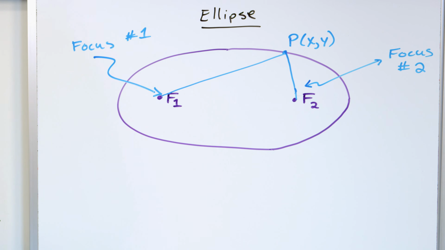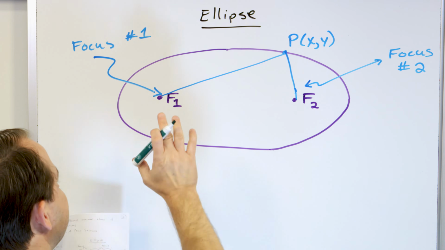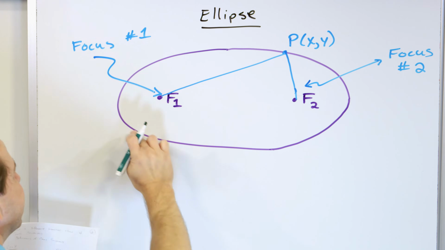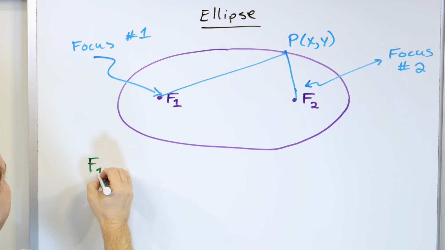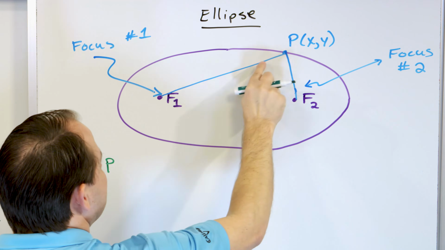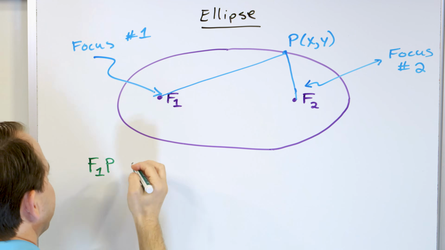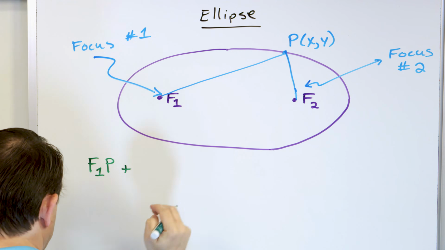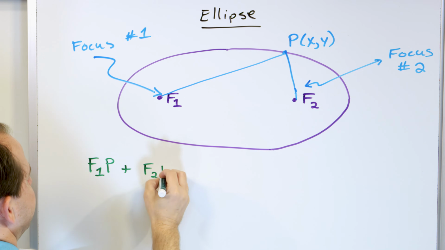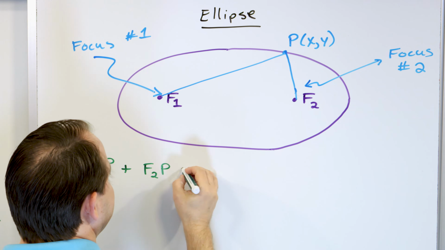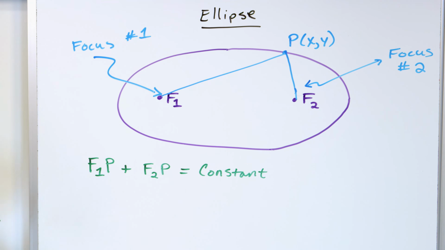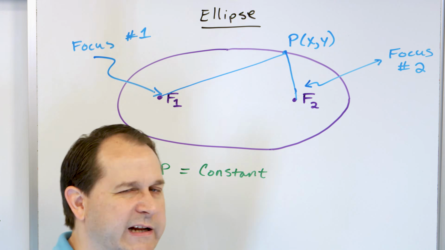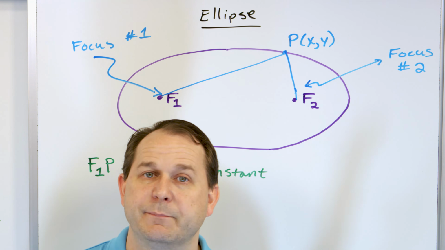The set of points P that defines this purple curve, an ellipse, is the following thing. The distance between F1 and P, which means this line here, plus the distance from F2 up to P, so this one plus this distance, is equal to a constant. Think about what that means for a second. The secret to what an ellipse is is all written down in this simple little relation right here.